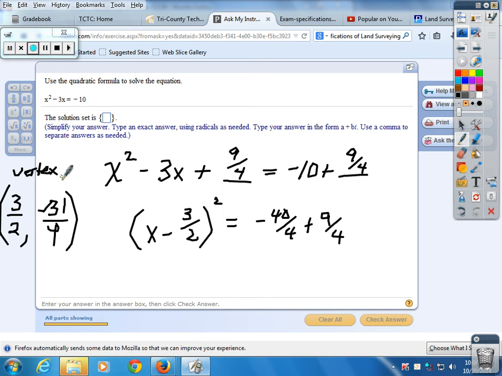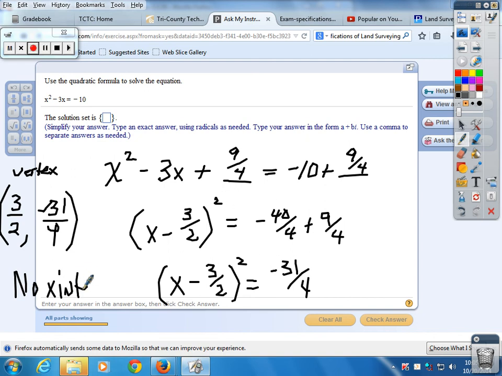Now we're going to solve it. So x minus 3 halves, quantity squared, is equal to negative 31 fourths. Do we have x-intercepts? No, we do not. So your solution set is null and void. But some teachers and some tests want you to write it in terms of i. So you have to remember to write it in terms of i.